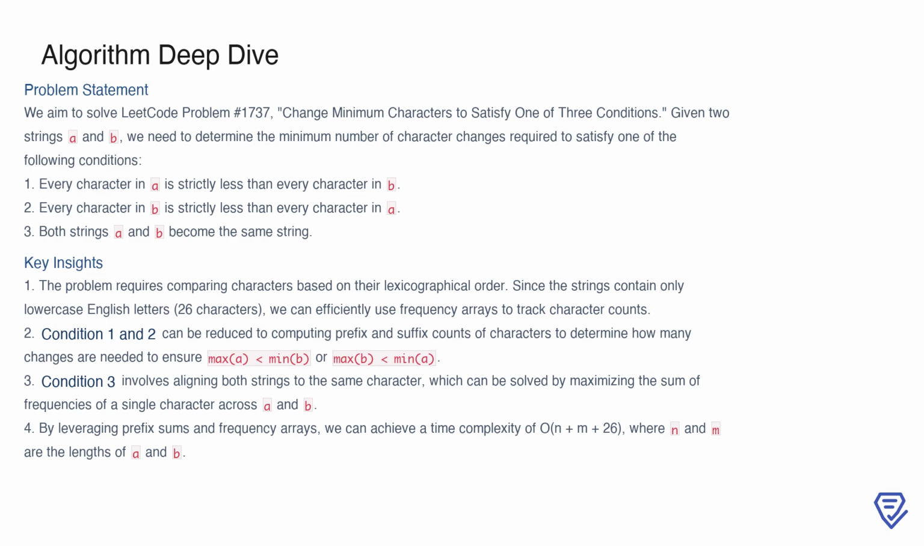To solve this efficiently, we take advantage of the fact that the strings only contain lowercase English letters, which means there are only 26 possible characters to consider. By using frequency arrays to count how often each character appears, and by computing prefix sums to track cumulative counts, we can calculate the number of changes needed for each condition in a time-efficient manner. This approach ensures that we can solve the problem in O(n + m) time, where n and m are the lengths of the input strings.